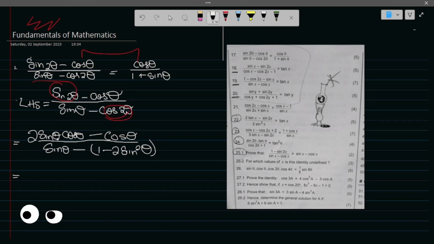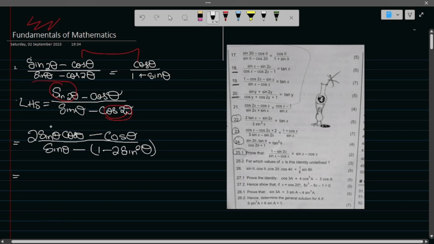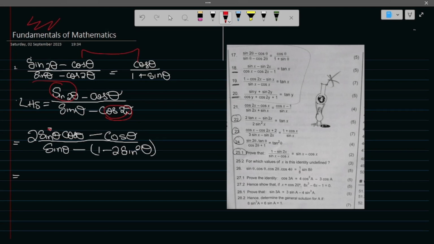Now, since you see that in this equation you have sine theta, cos theta, and cos theta, what I would advise you to do is, since you see the like terms here, this is cos theta and this is also cos theta, all you do is take cos theta outside the bracket. Then you're going to be left with 2 sine theta minus 1, guys.